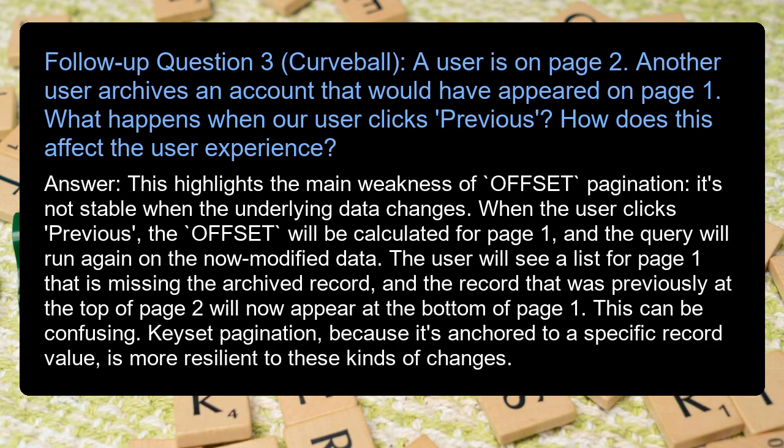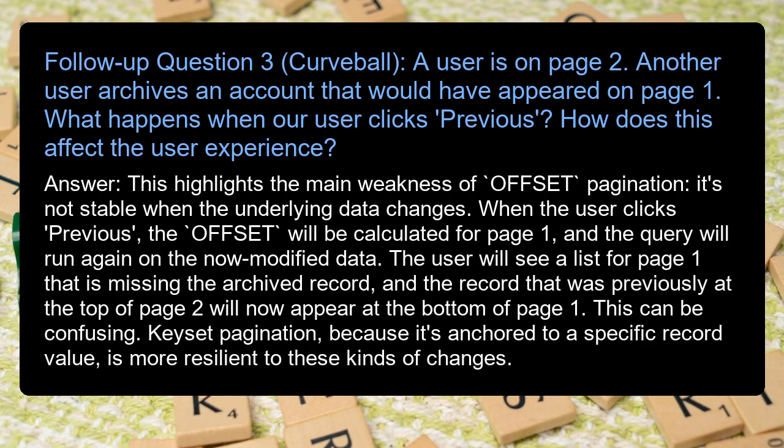Follow-up question 3. Curveball: a user is on page 2. Another user archives an account that would have appeared on page 1. What happens when our user clicks previous? How does this affect the user experience?